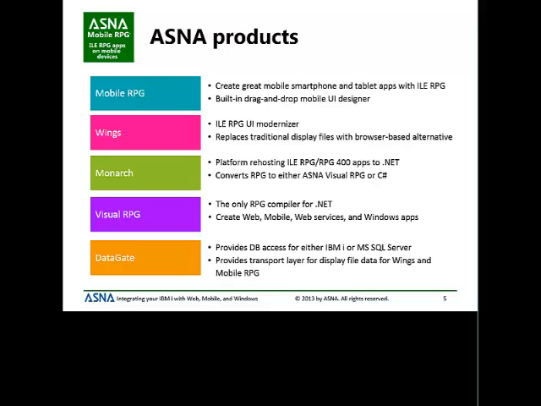Next we have ASNA Datagate. Datagate is ASNA's secret sauce. It is pervasive throughout all of our products. It provides database access for ASNA Visual RPG and Monarch. It allows connectivity to either the IBM i or Microsoft SQL Server. For Wings and Mobile RPG, ASNA Datagate provides the transport layer for display file data between RPG programs and their alternative user interfaces.